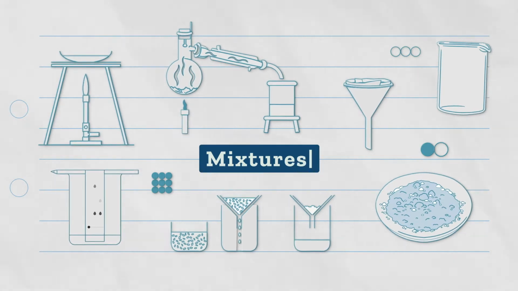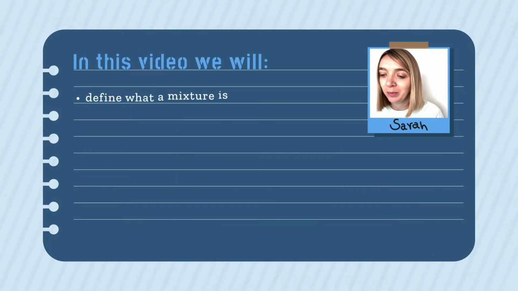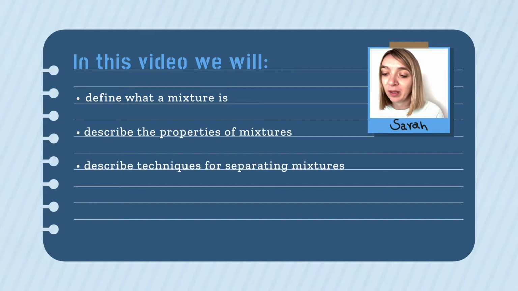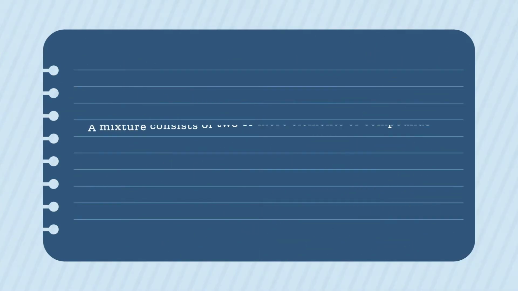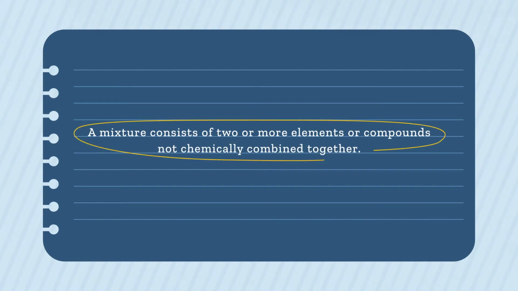Today we're going to be talking about mixtures. In this video, we will define what a mixture is, describe the properties of mixtures, and describe the techniques for separating mixtures. Firstly, a mixture is a substance that consists of two or more elements or compounds that are not chemically combined together.